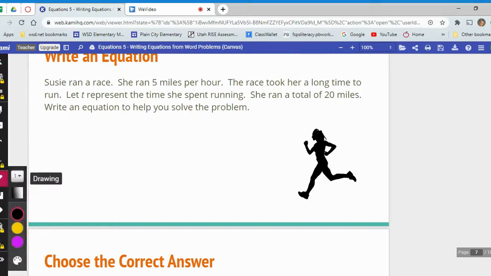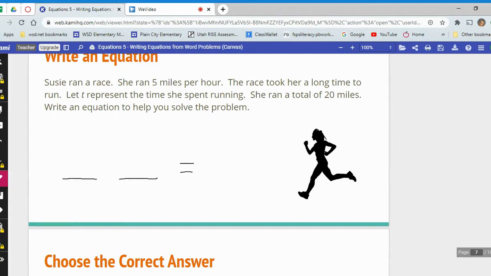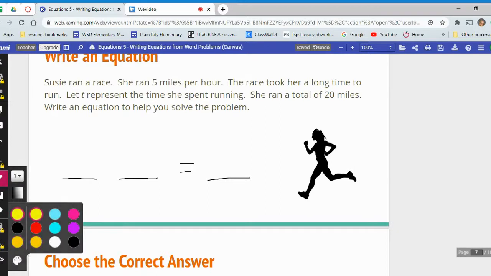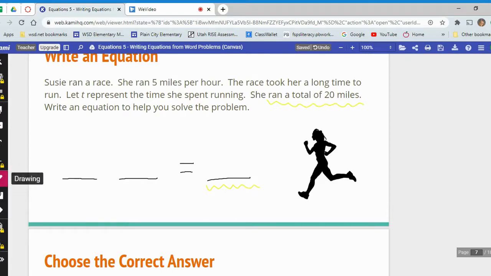So again, I like to get it set up. I like to get my blank equals blank. So right here, I'm going to put this yellow under it. That's our end result, always. Do we know the end result? Yep, right here. This is her end result. She ran a total of 20 miles. So we're going to put that there.